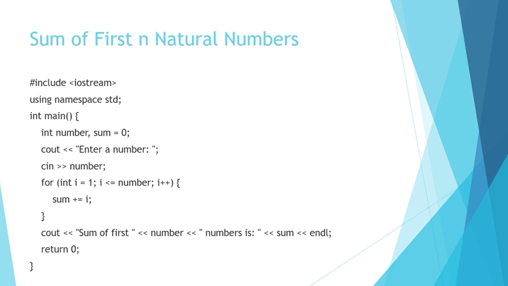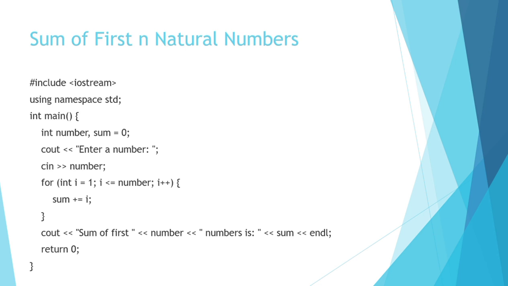Here, two variables are declared. number: this integer variable will store the user input, which represents the limit up to which the sum of natural numbers will be calculated. sum: this integer variable is initialized to 0 and will hold the accumulated sum of numbers from 1 to number. cout << "Enter a number".